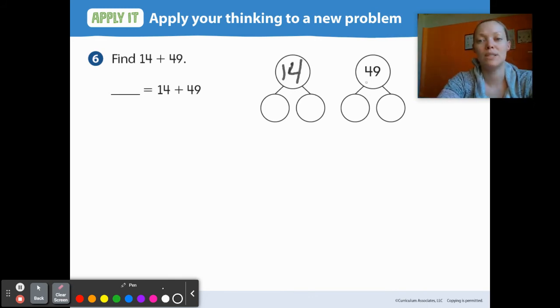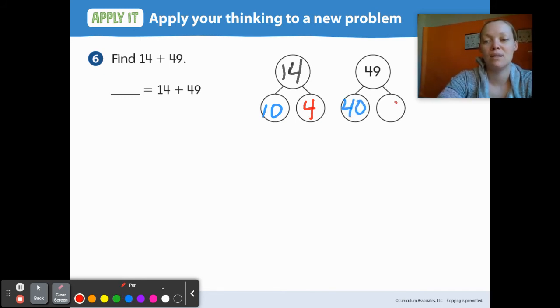So you want 14 and 49. Those are your two numbers that you're adding together. 14 is made up of 10 and 4. 49 is made up of 40 and 9. Now we can stack our friendly numbers together. So let me do 14 first.